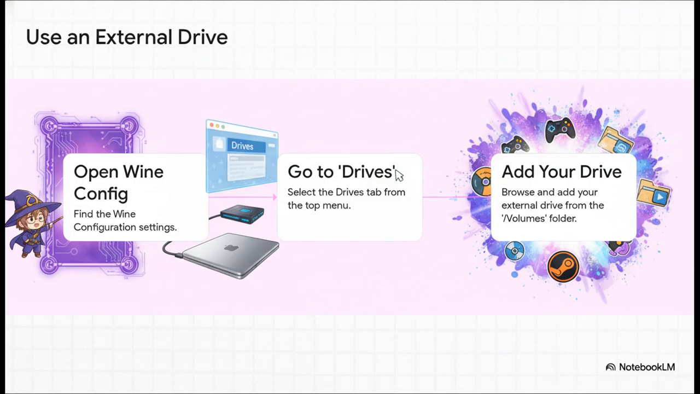Inside Crossover, you'll find a setting called Wine Configuration. You just open that up, go to the Drives tab, click Add, and then point it to your external drive. As soon as you do that, Steam will see it as a new hard drive, and you can install all your games there. It's that easy.